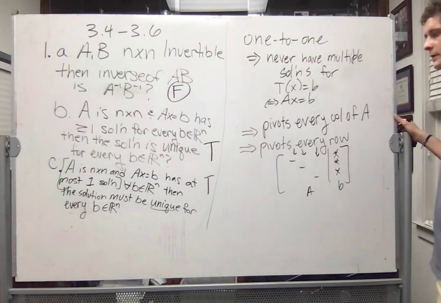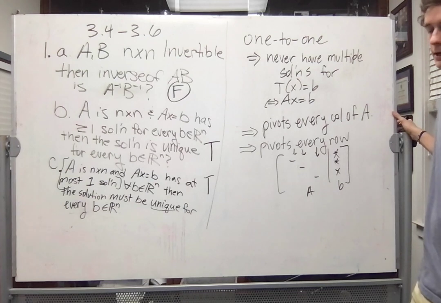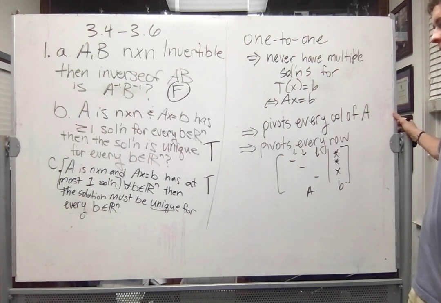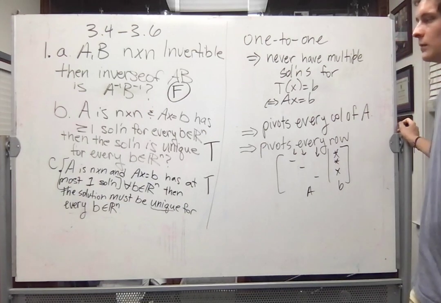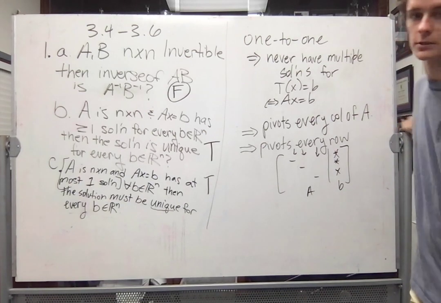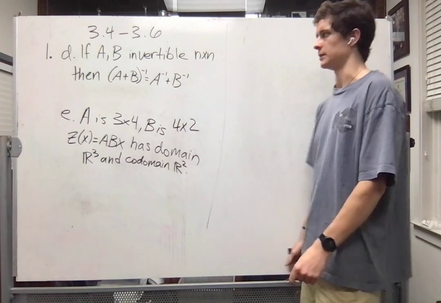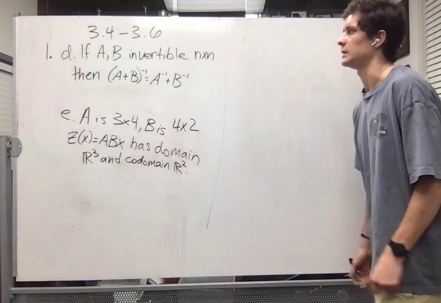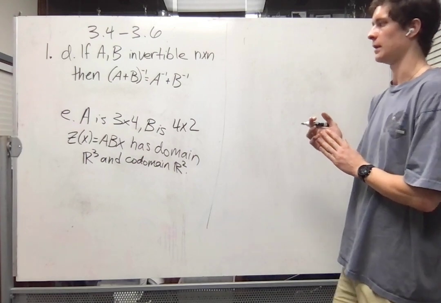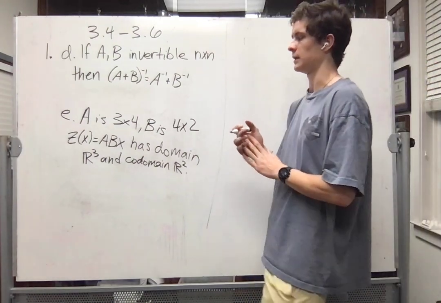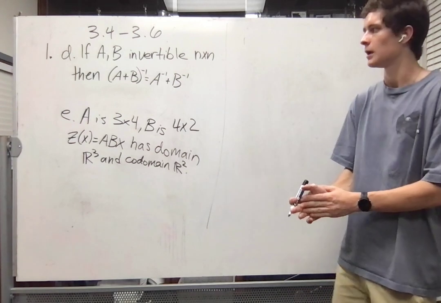If Ax equals b has at most one solution for every b in Rn, that means that the solution must be unique for every b in Rn. So very similar to part B. So these are the first three true falses. So two more true falses, D and E. So if A and B are invertible square, then A plus B inverse is A inverse plus B inverse.